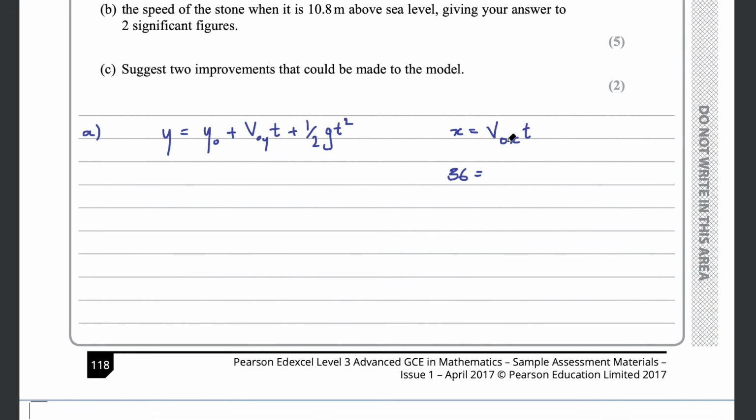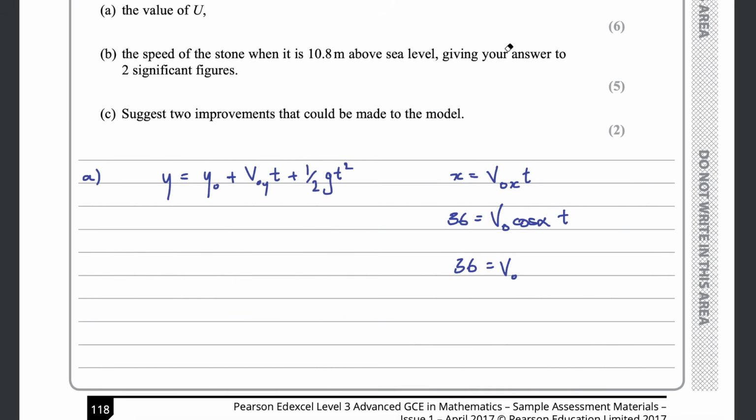So for Vox, we can say this will be the initial velocity multiplied by cosine alpha multiplied by t. So then we've got 36 equal to V0 multiplied by 4 on 5 multiplied by t. Then we want to rearrange in terms of t because we're going to end up substituting that t into this equation over here. So we need to get rid of all of this V0 multiplied by 4 on 5. So multiplied by 5, divide by 4. Well, dividing 36 by 4, that'd be 9, times 5, that'd be 45. So we'll have 45 divided by V0.